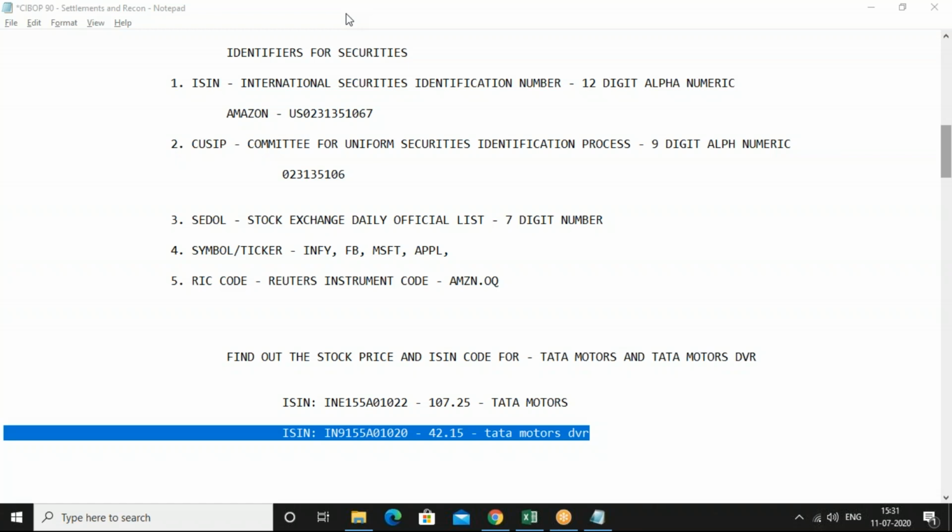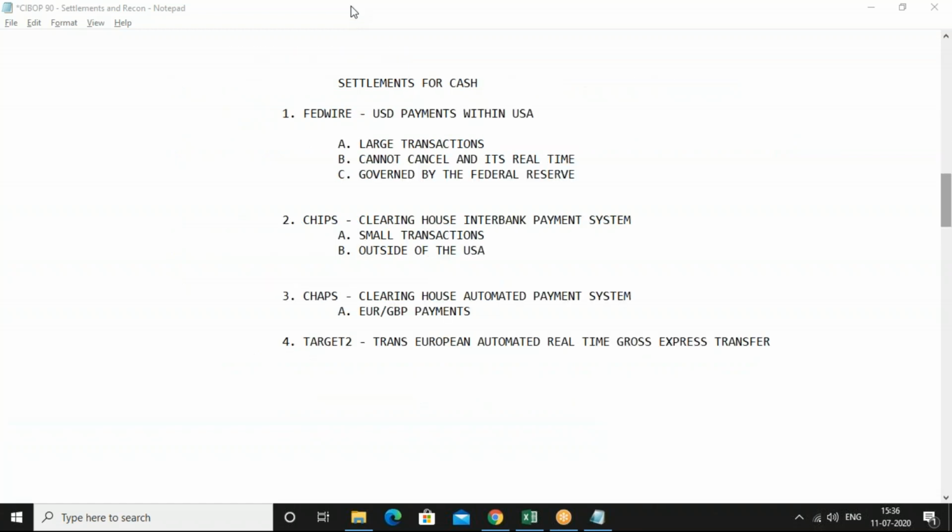Now let's say that you're sitting in India and your client is based in the US, and the deal is between, let's say, Societe Generale New York and Goldman Sachs London. So you'll use the CHIPS system to make the payment from New York to London. Now, let's say you have a deal between SG New York and Goldman Sachs New York, then you'll use the FedWire system to make the payment. So that's your FedWire and CHIPS.